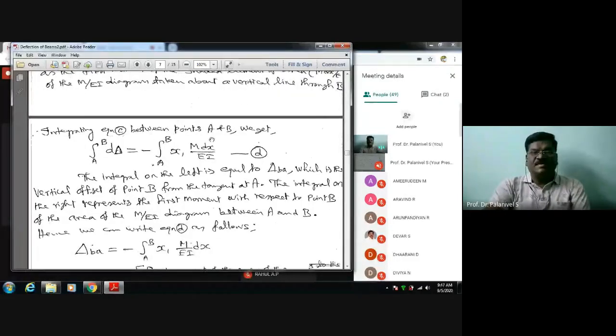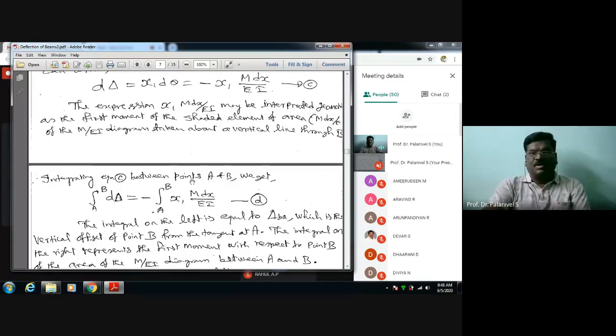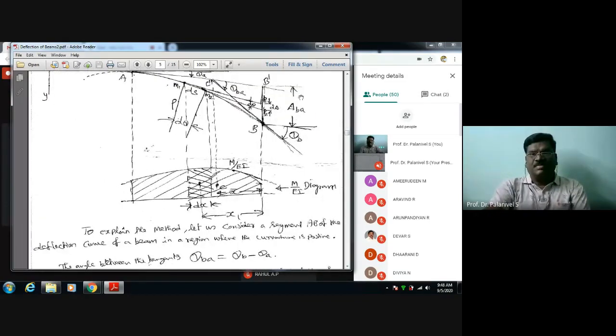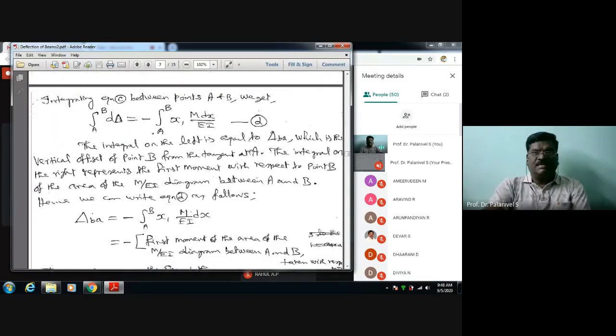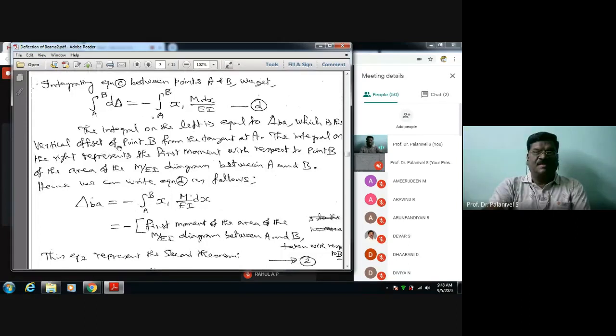Now integrating equation C between points A and B, we get for the segmental length of the beam, integral A to B of d delta is equal to minus integral A to B of x1 M by EI dx. Equation D. The integral on the left is equal to delta BA, which is the vertical offset of point B from the tangent at A. Please keep in mind, this is the vertical offset of point B from the tangent at A.